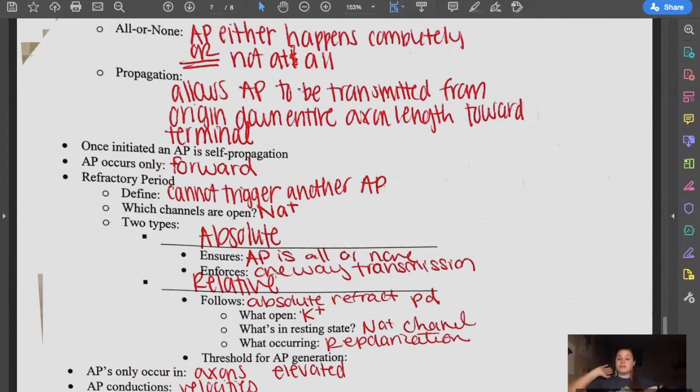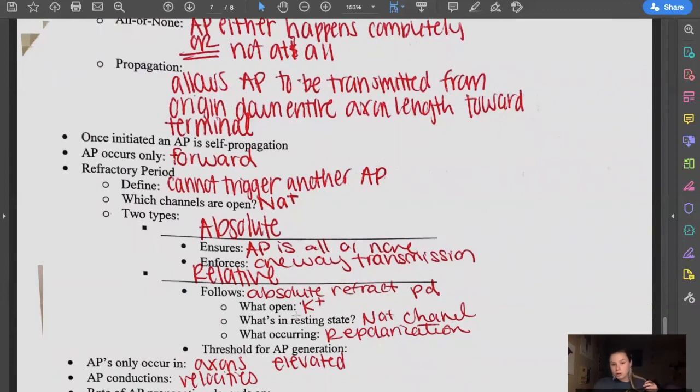However, our relative is where we're kind of chilling. We don't really want to do work because we're not quite back to where we need to be. But if we needed to, we could do something, right? So the absolute comes first and then the relative, right? Because you're tired and then you get less tired, okay? And so that's when we could actually fire an action potential. I think that's what you need to know.